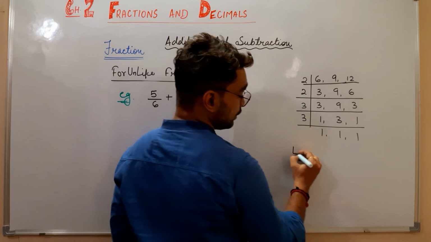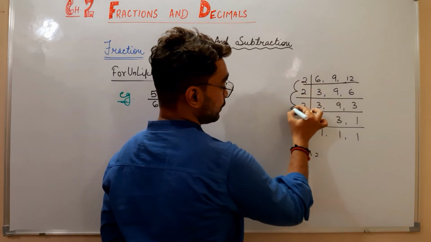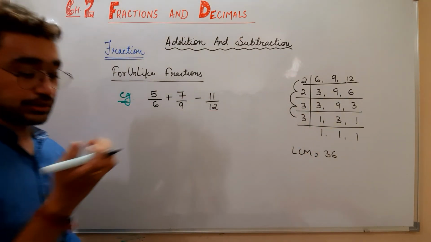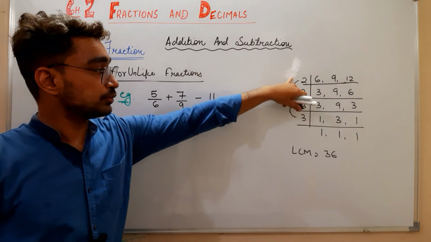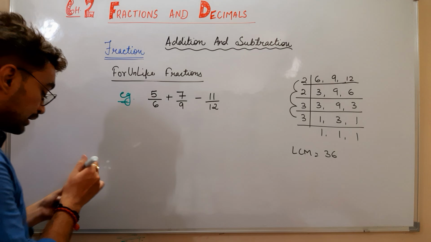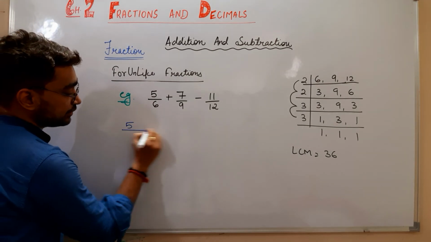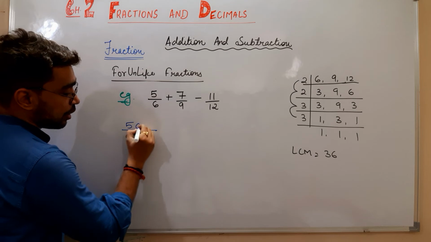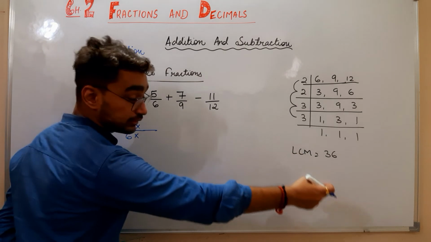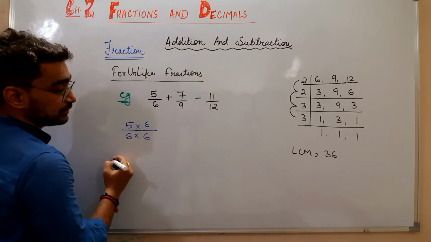So the LCM will be 2 2s are 4, 4 3s are 12, 12 3s are 36. That is our LCM. Now we want to convert it. 5 by 6. How much should I multiply in 6 to get 36? Read the table of 6. 6 6s are 36. So multiply both sides by 6.